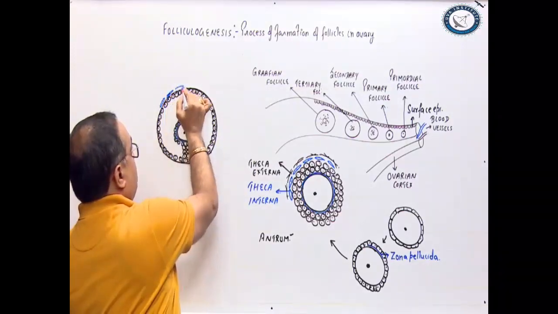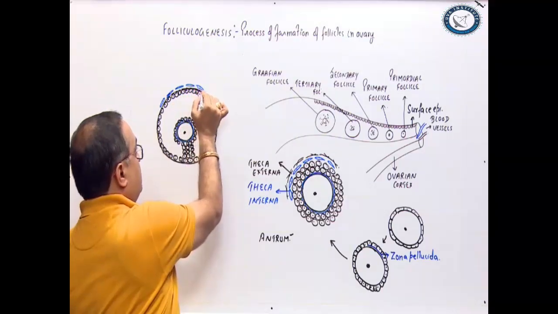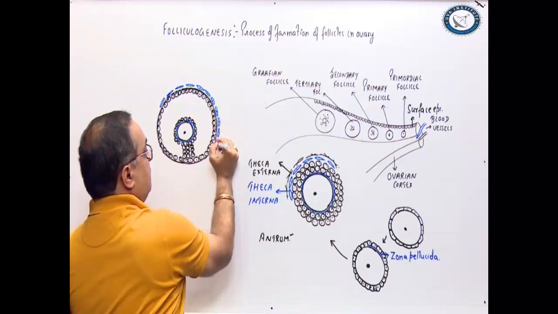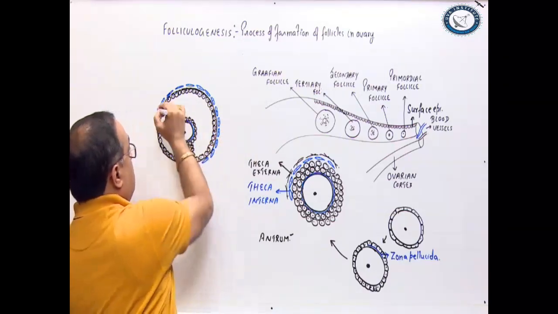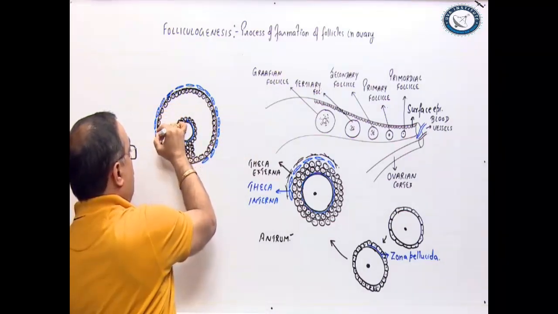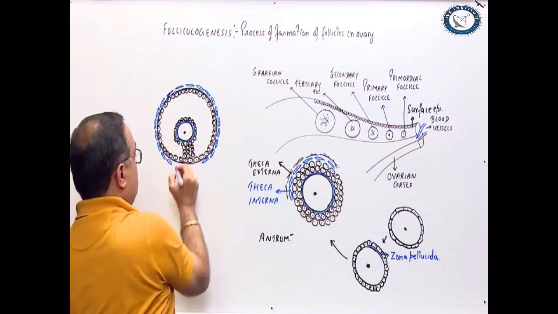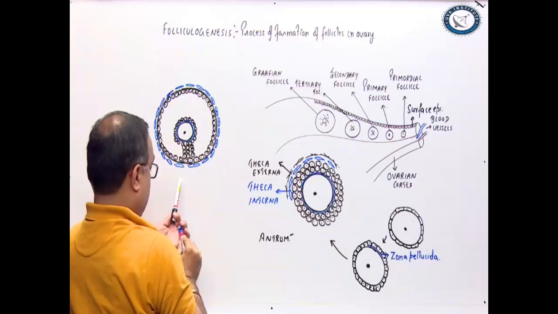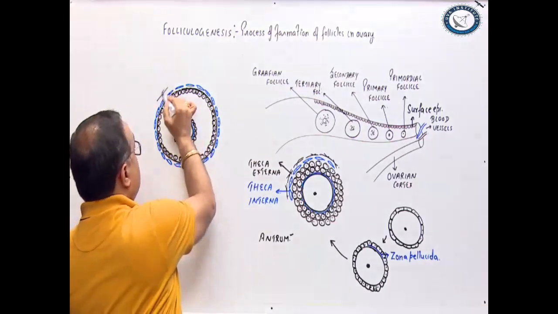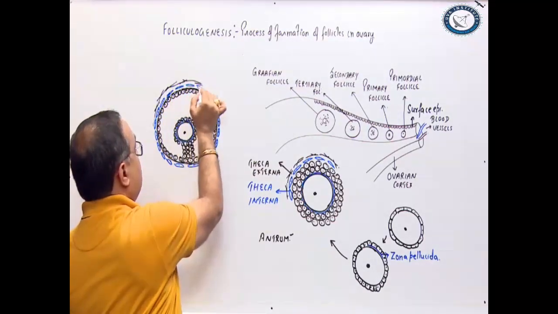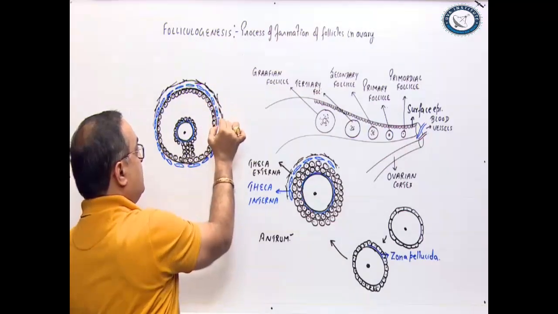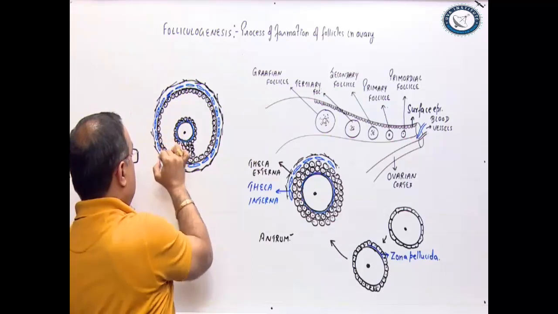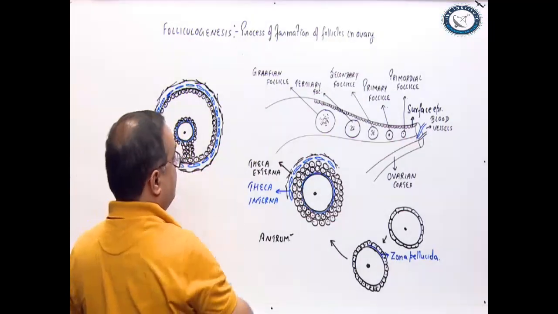These are the cells of theca interna. As I said, theca interna is glandular, it is vascular. LH hormone, the luteinizing hormone of the anterior pituitary, acts on these cells, theca interna. Outside to that is what? Theca externa. So these cells, these fibers in fact, which I am showing here, are the theca externa.